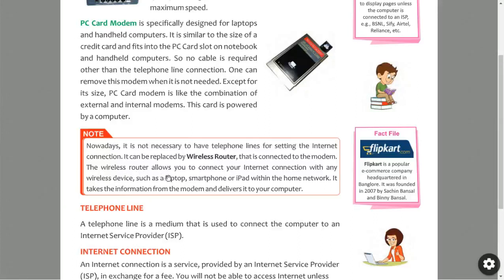The wireless router allows you to connect your internet connection with any wireless device such as laptop, smartphone or iPad within the home network. Your smartphone also can connect. You can connect your laptop or iPad or other devices with this wireless router. It takes the information from the modem and delivers it to your computer, or to your mobile or your iPad. So this is one note.